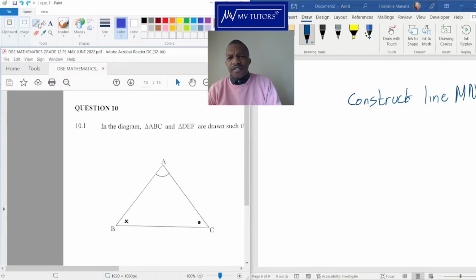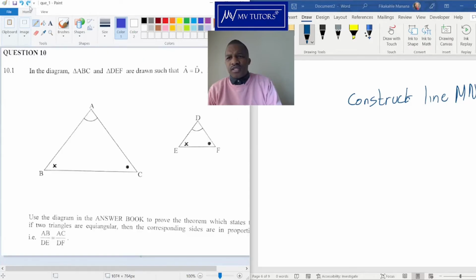Okay, as our first step, we construct line MN. So I'll just put a line over there like that. Okay, there's my line, and I'll call it MN. So that's it. We've constructed our line. What we're trying to do is put this triangle this side.